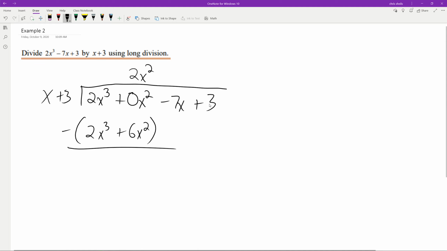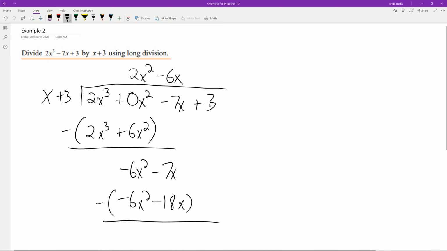I'm subtracting here. I get negative 6x squared. I bring down the negative 7x. X goes into negative 6x squared minus 6x times. Minus 6x times x plus 3 is negative 6x squared minus 18x. Negative 7x plus 18x is 11x. I bring down this plus 3.